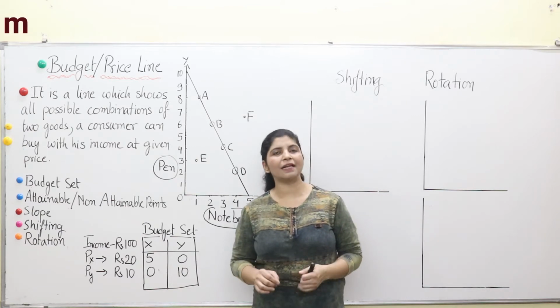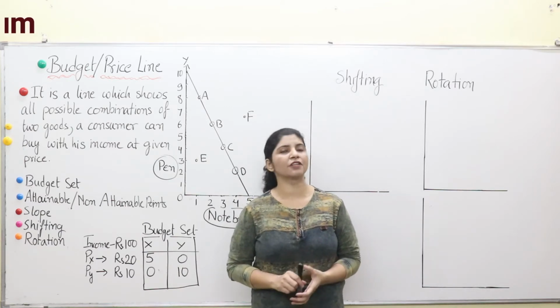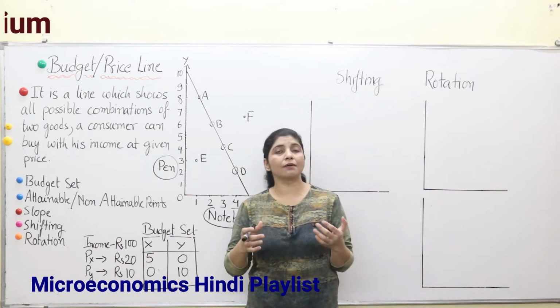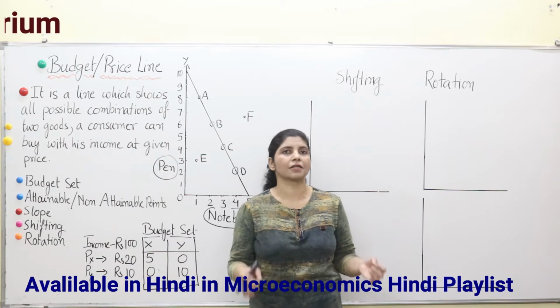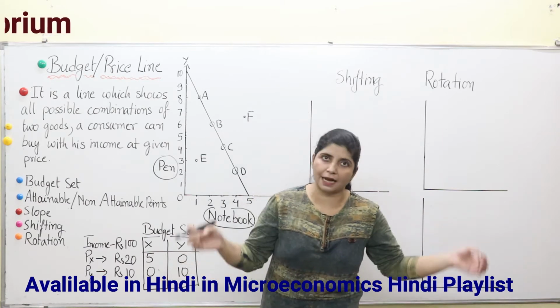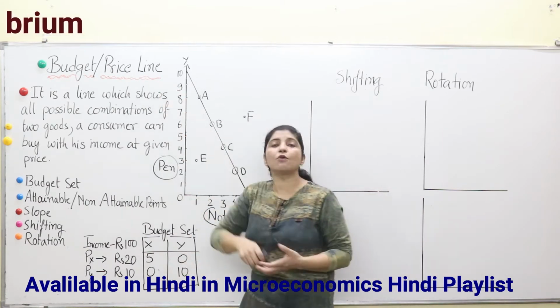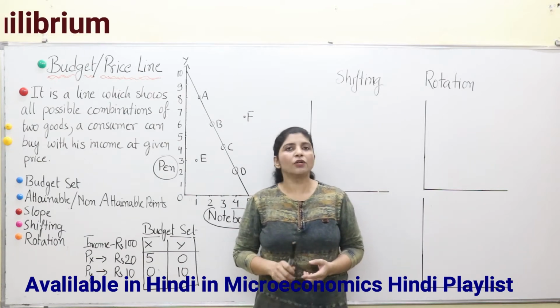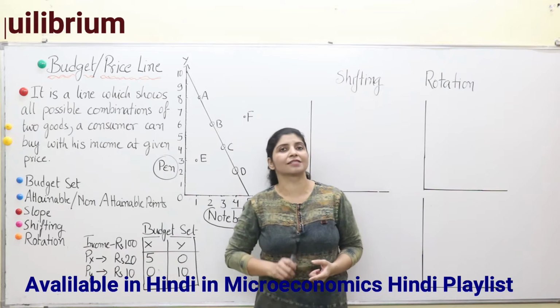The budget line is simply the line which shows the budget of the consumer. Whatever income you are given or have, that shows your budget line. The line which shows your budget is the budget line. And why is it also known as the price line? Because it shows the price of those commodities which you can buy with your given constant income.